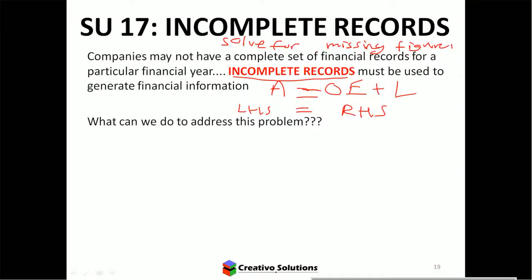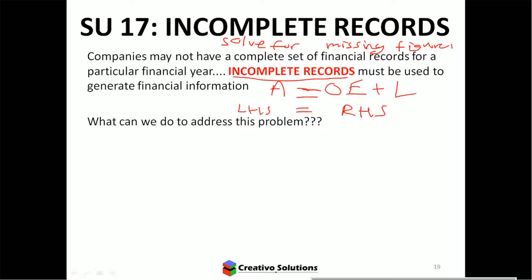This is Study Unit 17. Okay, find the missing amounts. Okay, this was for rent income. So in May, June 2016, they actually used incomplete records and they asked you to work out this. What did I do? I took my debits and I subtracted my credits to get the missing amount because we know it needs to balance.